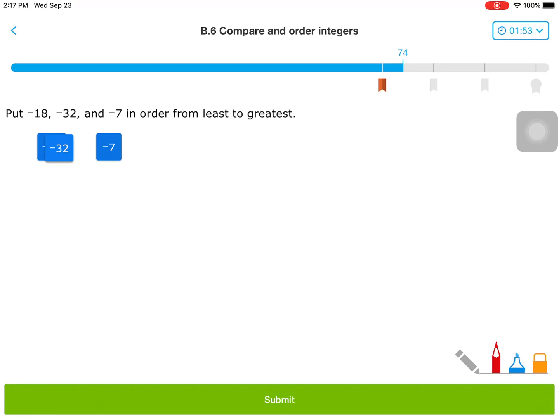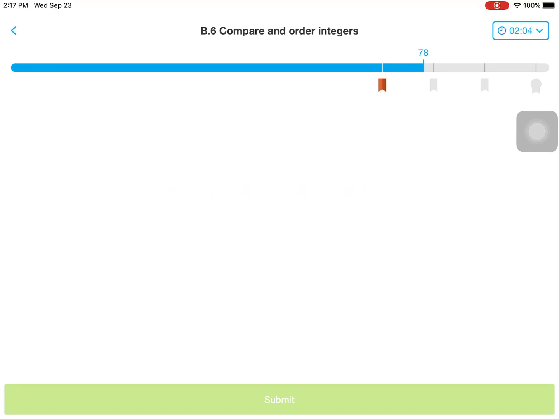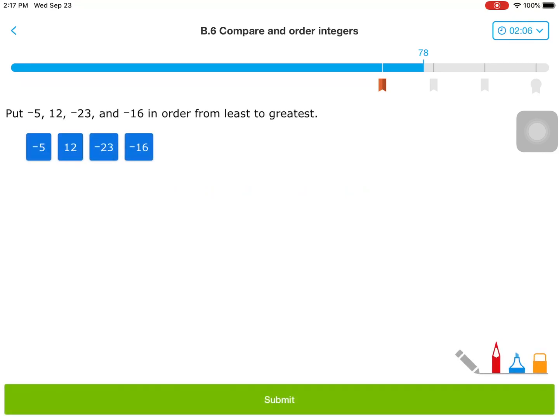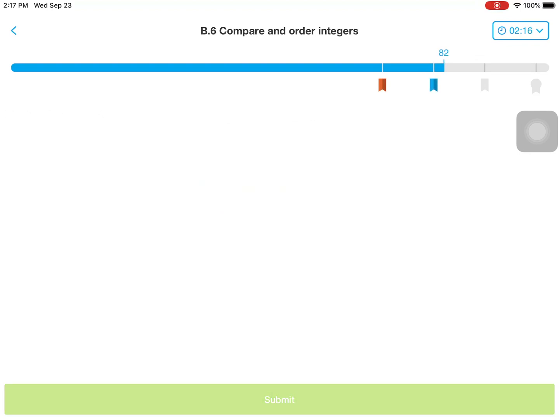With this one, you have -32. It's the furthest away from 0. -18 and -7 is actually the closest to 0. The closest one to getting back in the positive. Okay, so your only positive goes over here, and then 5 is only 5 away from 0. -16 and -23 would be the furthest away.